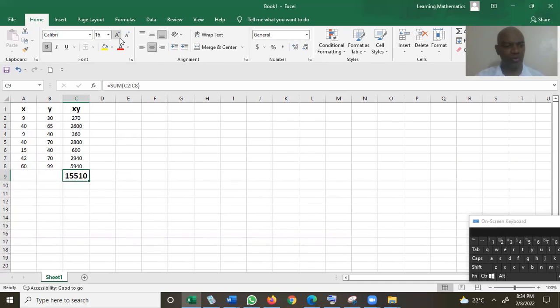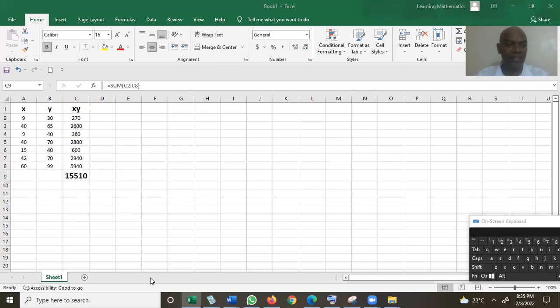15510. Doing this manually would take a little longer. Imagine you have 30 values. Imagine your n is 50. You have to find xy 50 times. Imagine that. So in the real world, you must use an app, a statistical program, and this is why we are taking the opportunity to practice completing our assignment using the tools that are available to us online.